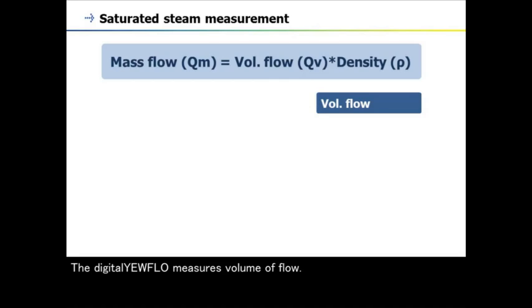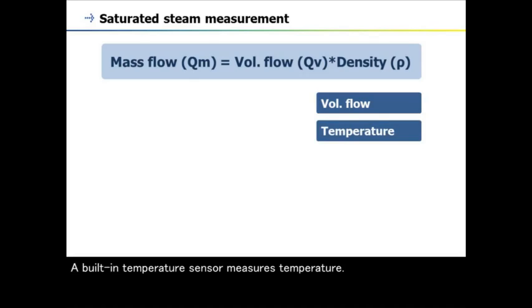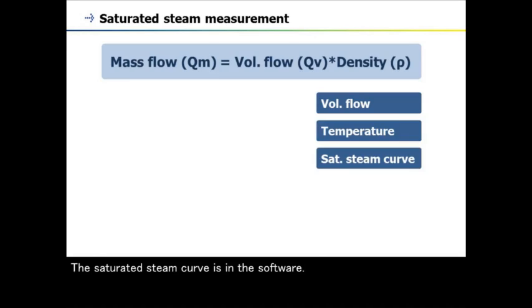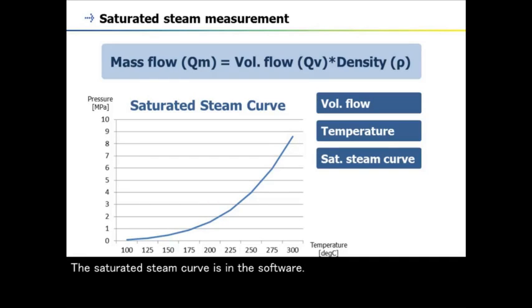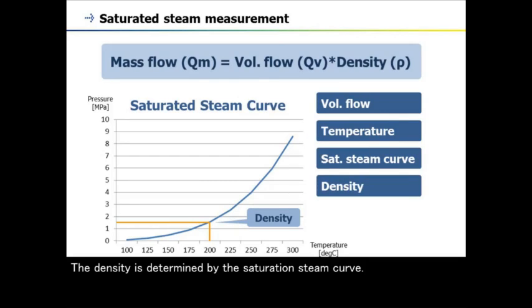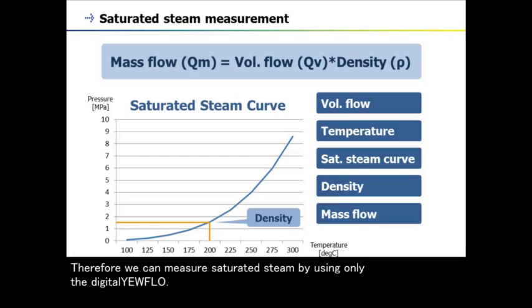The digital UFlow measures volume of flow. A built-in temperature sensor measures temperature. The saturated steam curve is in the software. The density is determined by the saturation steam curve. Therefore, we can measure saturated steam by using only the digital UFlow.